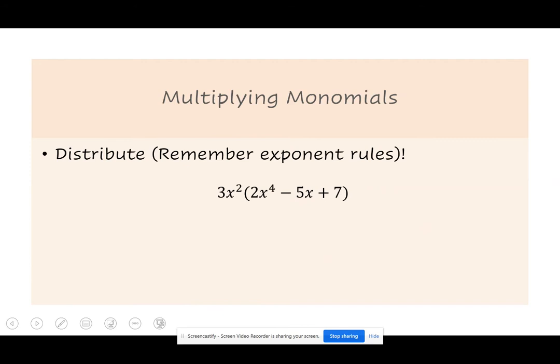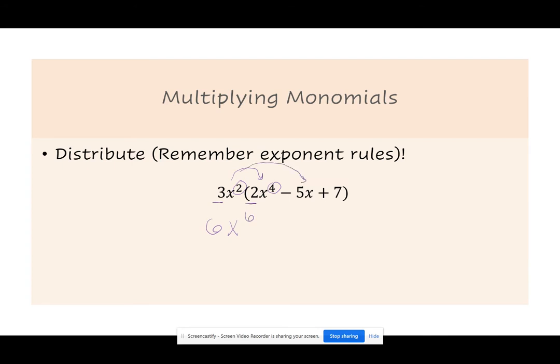Next, we're going to do multiplying. So when you're just doing a monomial times a polynomial, all you do is distribute it and remember your exponent rules. So we're going to do 3x squared times 2x to the 4th. So you multiply your coefficients and add your exponents. So 3 times 2 is 6. 2 plus 4 gives us x to the 6th.